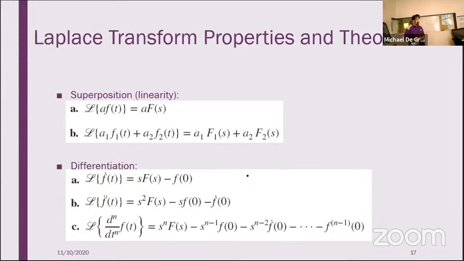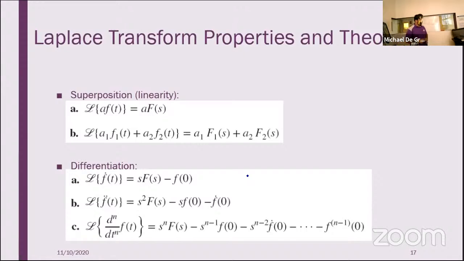Well, we can apply the superposition properties to this, because it has linearity. Specifically, if I take the Laplace transform of some constant times a function of time, the answer will be that constant times the Laplace transform of the function. We saw that on the last one: you can pull the constant outside of the integral.